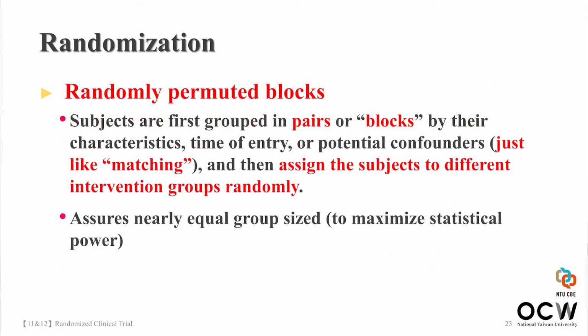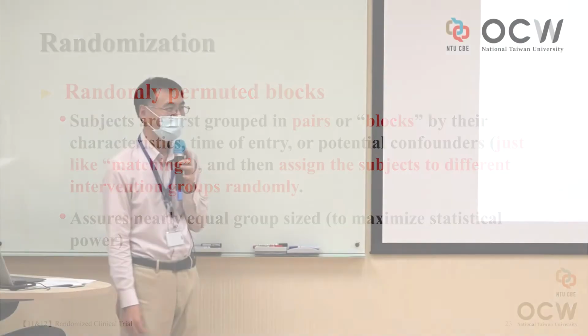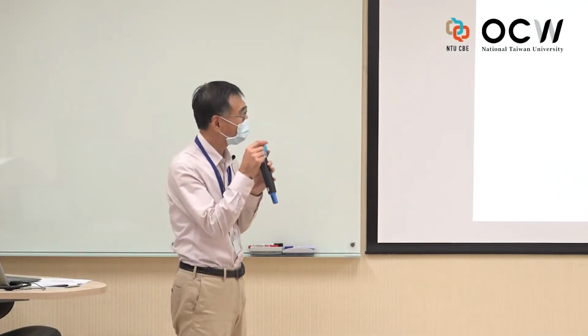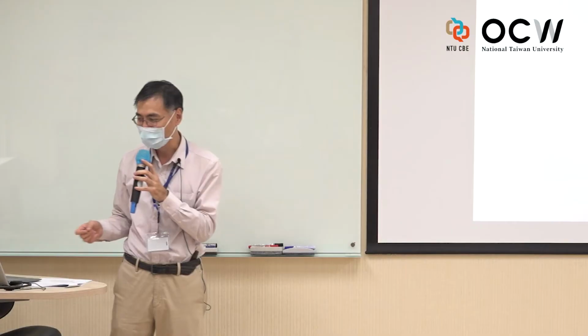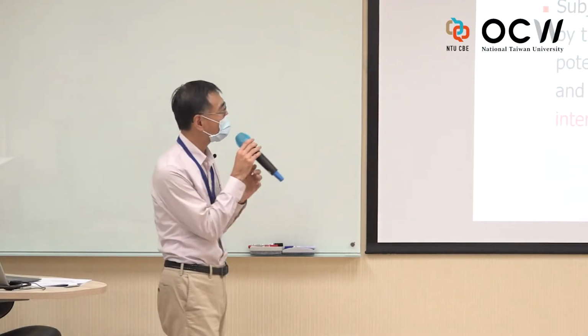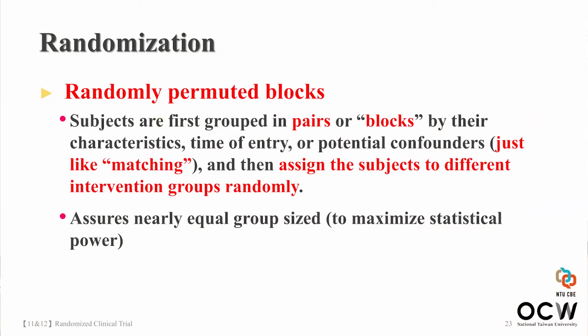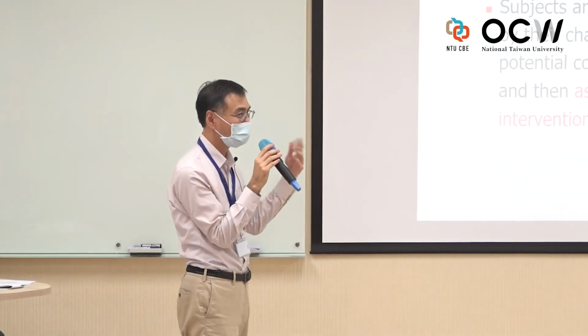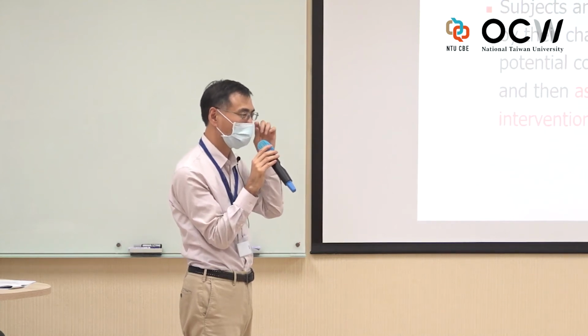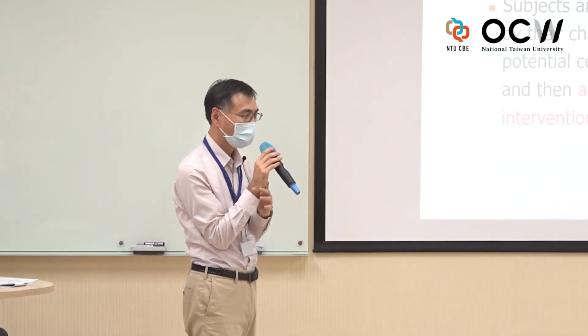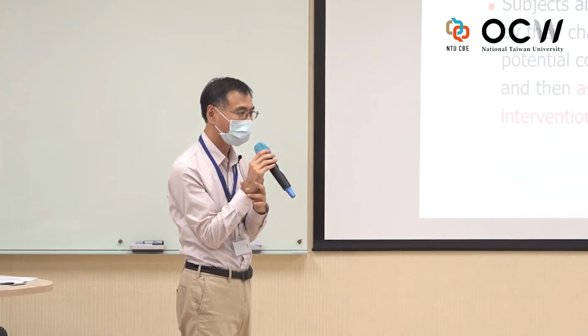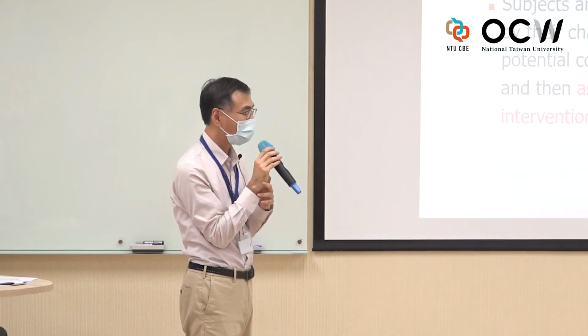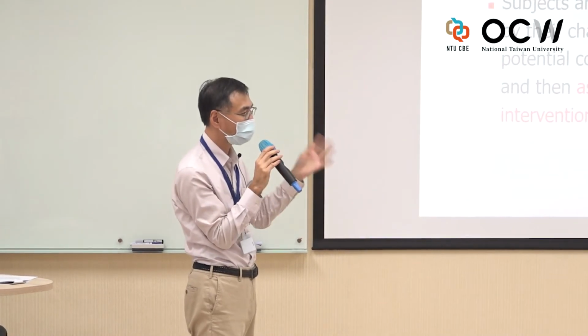So we could apply something like randomly permuted blocks. The term is not important. The most important thing is knowing how to do it. This is the way we do it. Subjects are first grouped in pairs or blocks by their characteristics. That could be gender. So if you have one subject who is a male aged 30, you try to find another male, also aged 30, for example. Then they are in the same pair or the same block.